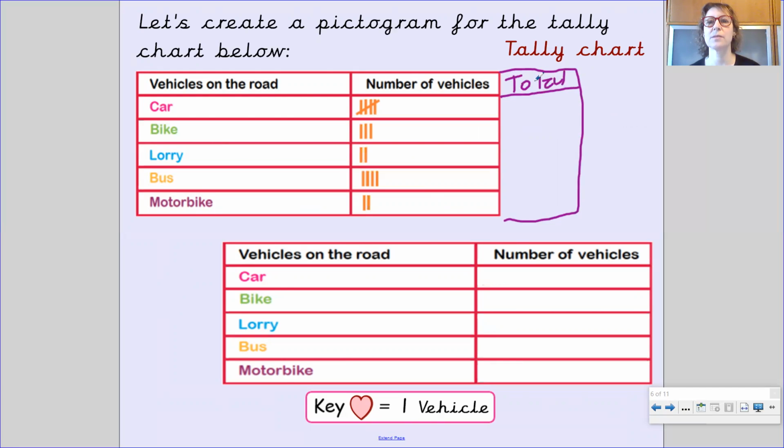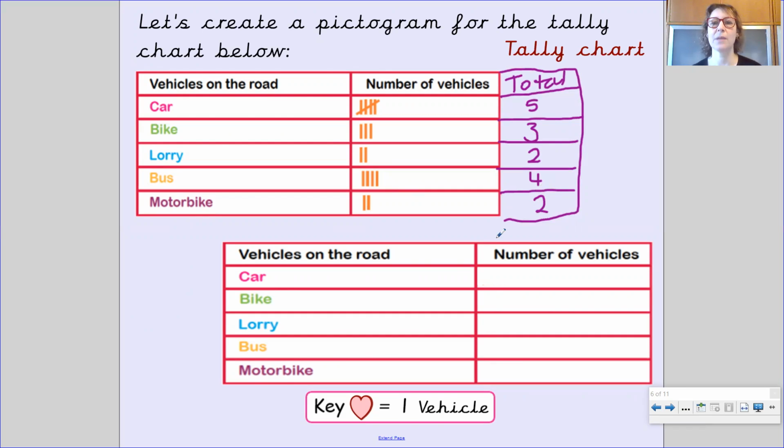So I'm going to count up my tally. That's a nice easy one. I have 5. And I've got 1, 2, 3. I've got 1, 2. 1, 2, 3, 4. And I've got 2 here at the end.